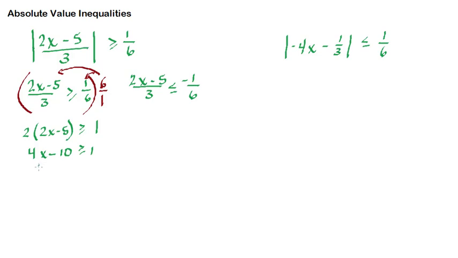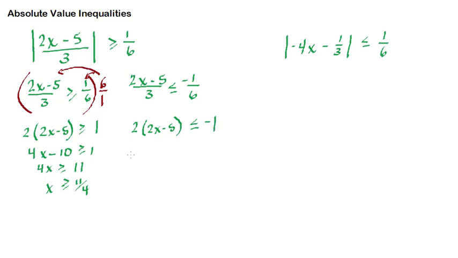I'm going to have 4x greater than or equal to 10 and 1 are 11. Divide by 4, x is greater than or equal to 11 over 4. Going over on this side, doing the same thing, multiplying by the 6 again. I'll still have 2 times 2x minus 5 like I did before. It's just this time I'll have a negative 1 instead of a positive 1. Not a big deal. I'm happy with that.